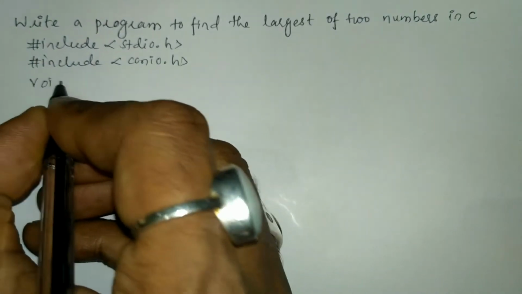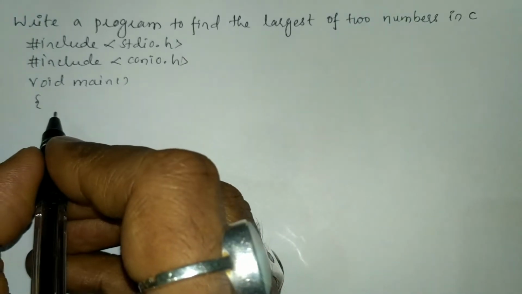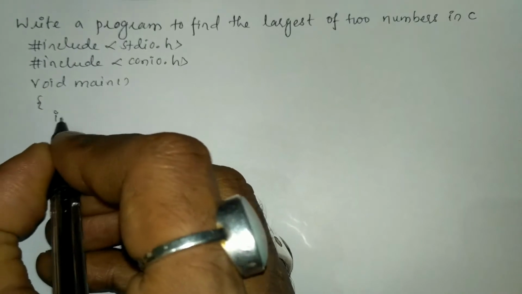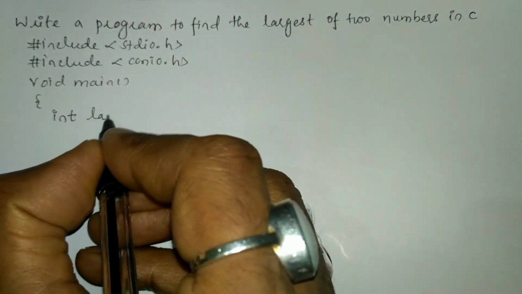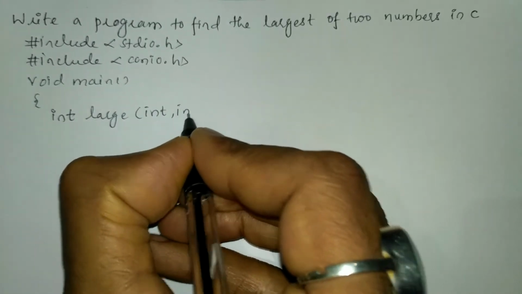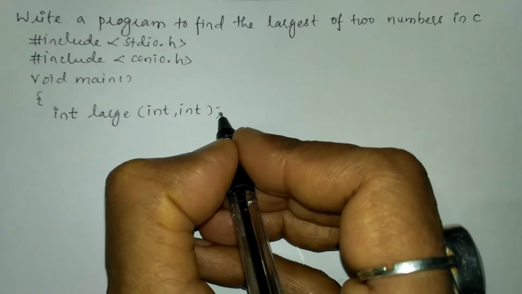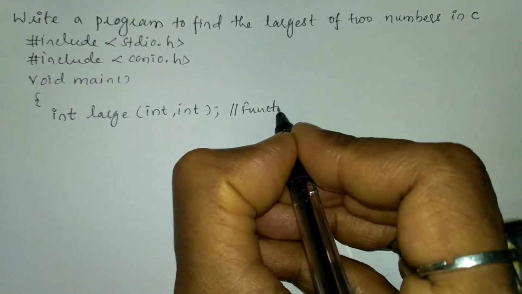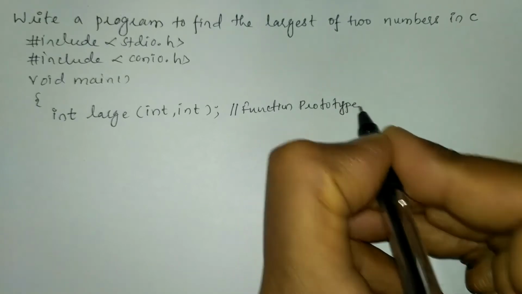Now we'll write void main function, curly open brace, and now I'm going to declare a function that is called function prototype. Here I'm going to write return type integer, and the name of the function is large, and I'm going to pass two arguments of type integer separated by comma and then put semicolon, and this is called a function prototype. Function prototype is also called function declaration.